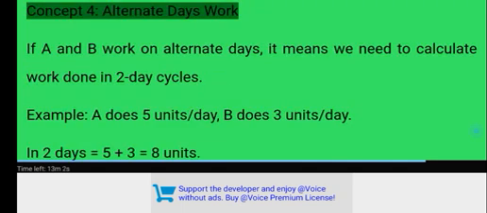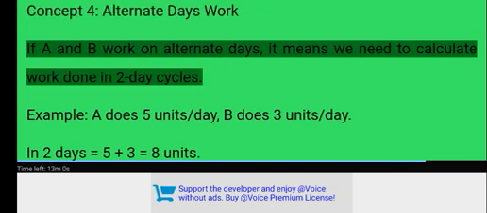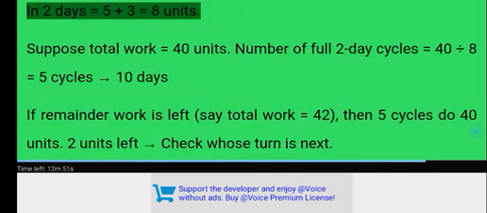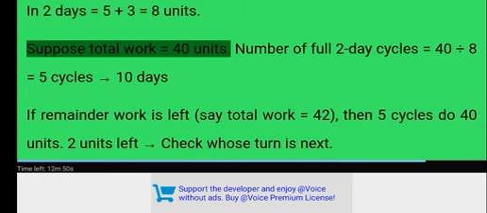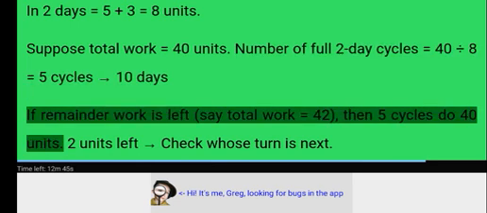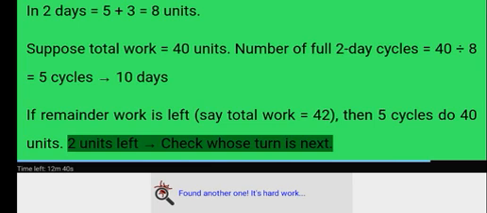Concept 4. Alternate days work. If A and B work on alternate days, it means we need to calculate work done in 2-day cycles. Example, A does 5 units per day, B does 3 units per day. In 2 days equals 5 plus 3 equals 8 units. Suppose total work equals 40 units. Number of full 2-day cycles equals 40 divided by 8 equals 5 cycles, which means 10 days. If remainder work is left, say total work equals 42, then 5 cycles do 40 units, 2 units left, so check whose turn is next.